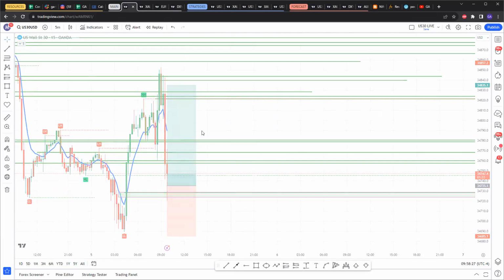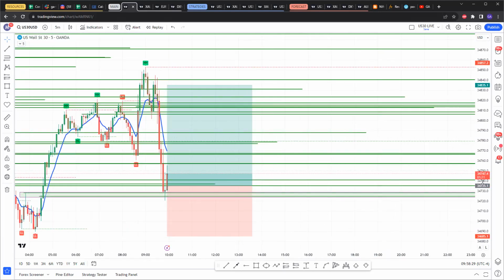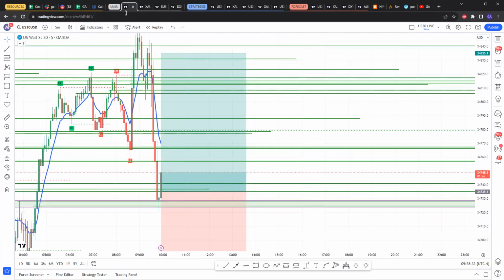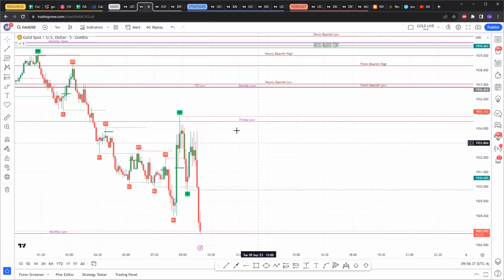But anyway, my bad. I thought this was the 30-minute time frame. This is the 5-minute time frame. But anyway, I'm still in that trade. If I get out early or if I scale out early, I'll let you guys know.